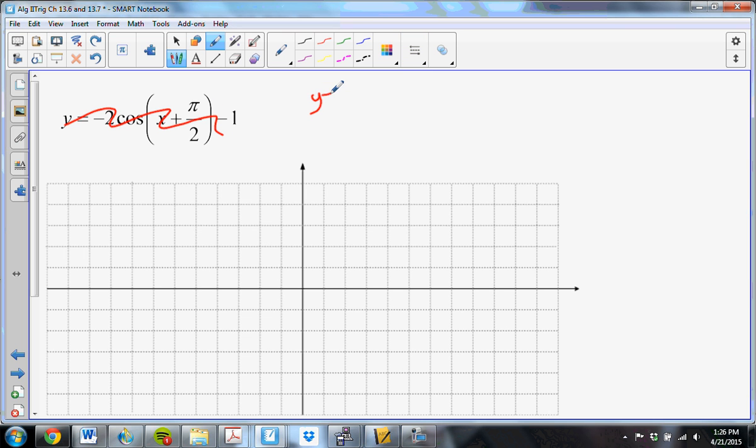Let's make this y equals -2 times the cosine of, and it looks kind of weird when you have to write this. Let's put a 2 here. Let's put a 4 here.